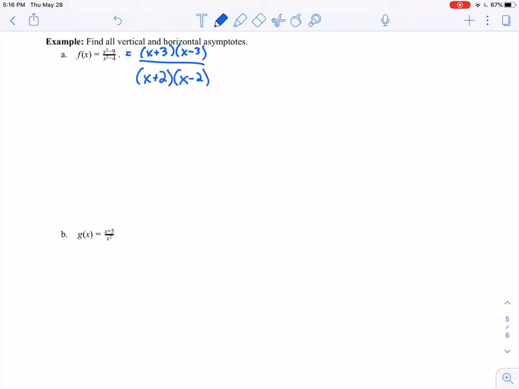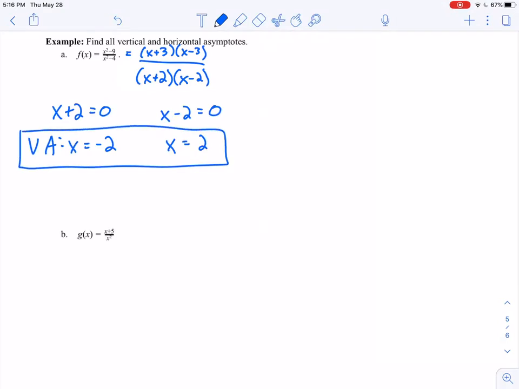So there's no common factors in my numerator and my denominator, so I'm going to take each factor of the denominator, x plus 2, and set it equal to 0. x minus 2 equals 0. So once I solve these two equations, I end up with x equals negative 2, x equals positive 2. These are the locations of my vertical asymptotes. x equals negative 2 and x equals positive 2.